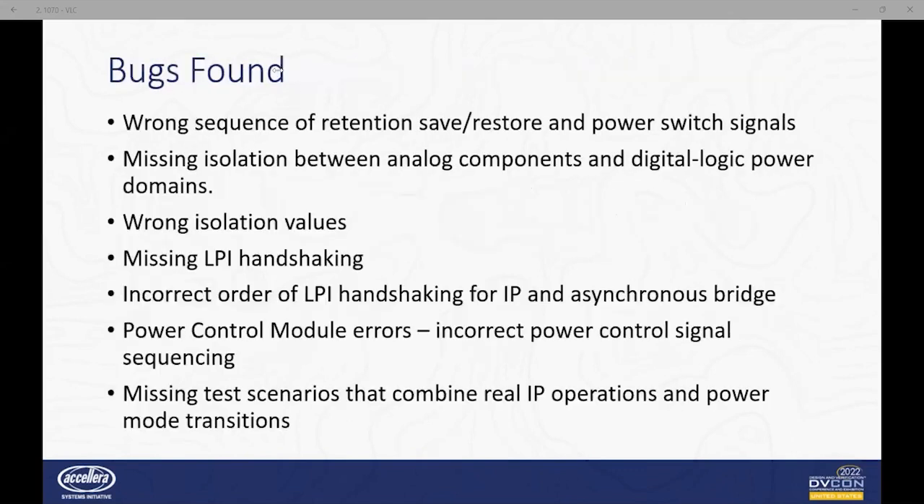As we explained, we proposed approaches to increase the number of coverage metrics and assertions for low power features. With the help of these approaches, we identified critical design errors during the pre-silicon verification and achieved low power bug-free silicons. Here we categorized the types of bugs we found: wrong power sequence, isolation problems, LPI issues, power control module errors, and missing test scenarios.